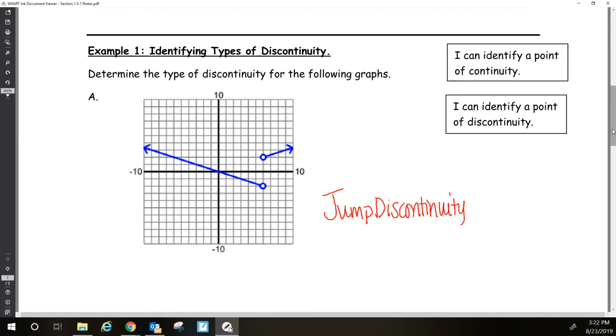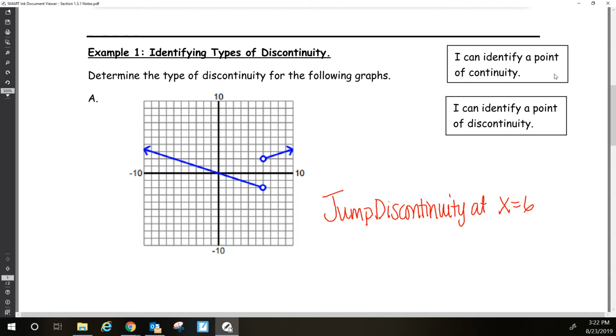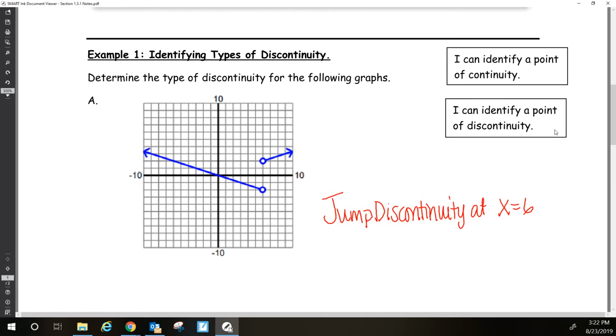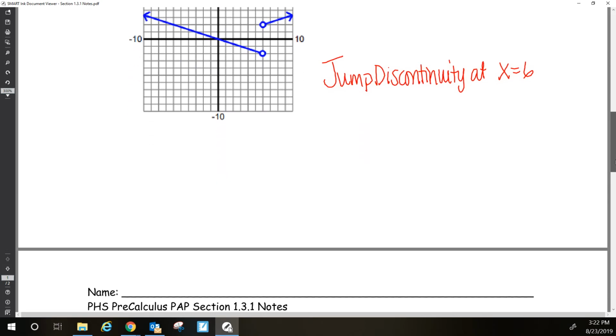And that is at, let's see, 1, 2, 3, 4, 5, 6. X equals 6. So when x is 6, we have a jump discontinuity. Learning targets are being able to identify if we have a continuous function or a discontinuous function, what type is the discontinuity, and where does it occur?